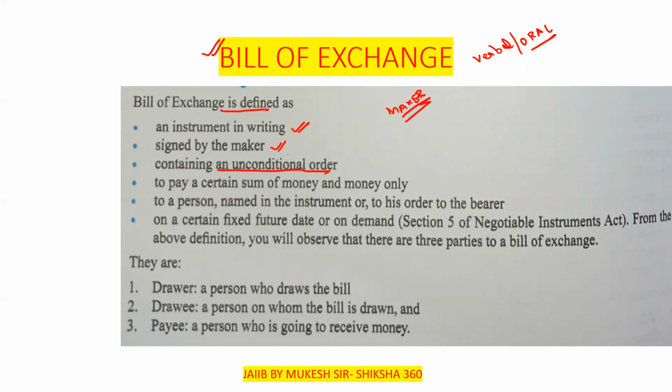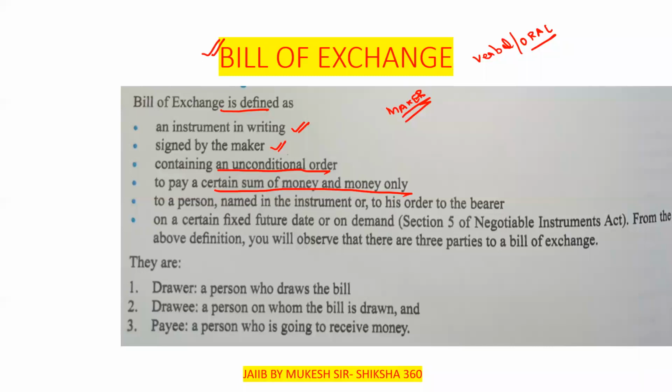So in the bill of exchange there is an unconditional order. A bill of exchange is defined as an instrument in writing, signed by the maker, containing an unconditional order. And under that, what is mentioned is to pay a certain sum of money and money only.